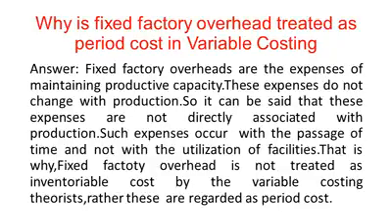Okay, the next question is why is fixed factory overhead treated as period cost in variable costing? Fixed factory overheads are the expenses of maintaining productive capacity. These expenses don't change with production, so it can be said that these expenses are not directly associated with production. Such expenses occur with the passage of time, not with the utilization of facilities. That is why fixed factory overhead is not treated as inventoriable cost by the variable costing theorists. Rather, these are regarded as a period cost.